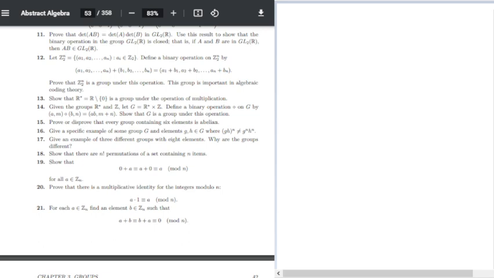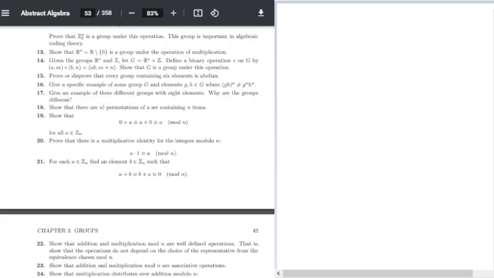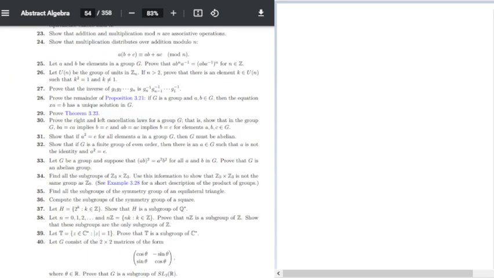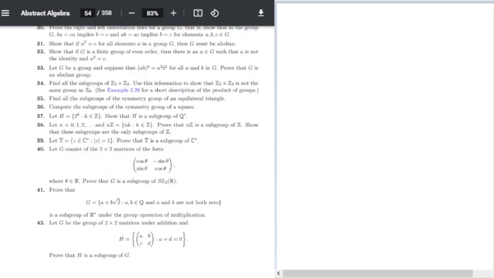For 13, I don't know if I should just preview a bit of ring theory. Nah, because that's actually not what's important about it. Give an example of three different groups with eight elements. Why are the groups different? Show that there are n factorial permutations of a set containing n items. That's a really important proof for something later on. Prove that, prove that, prove that.